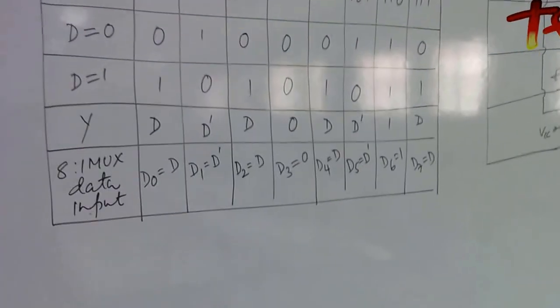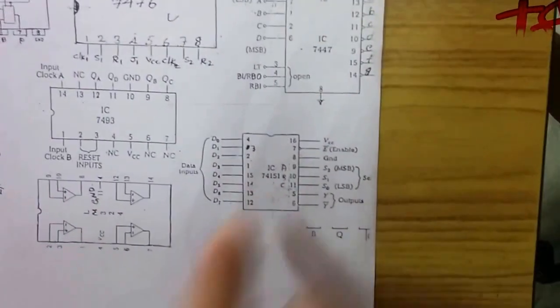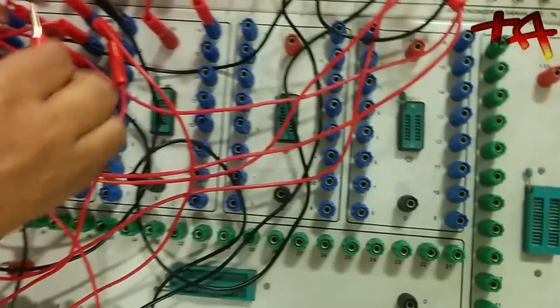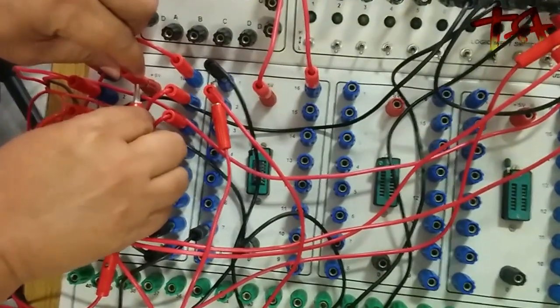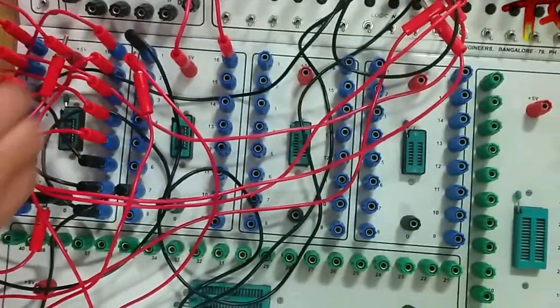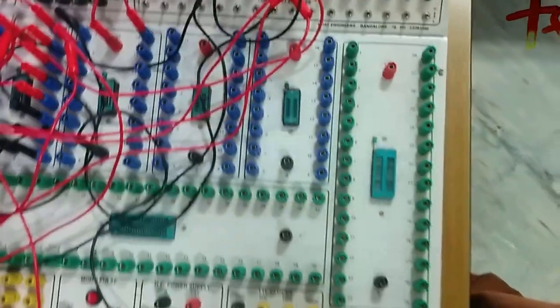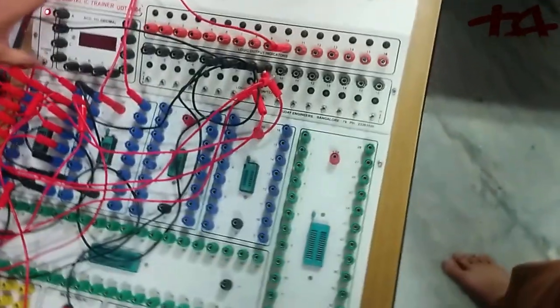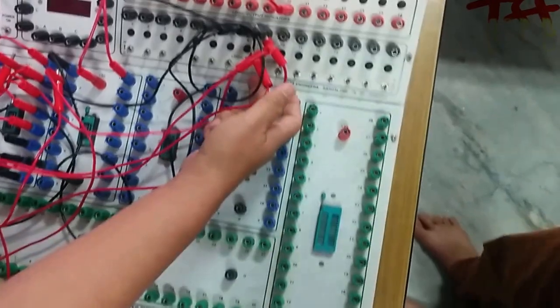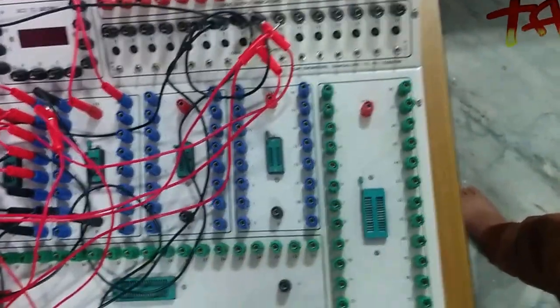Then you can see the last pin, which is D6. Pin number 13 is D6, and it will be connected to VCC. Then you switch it on, and you should get the proper output.